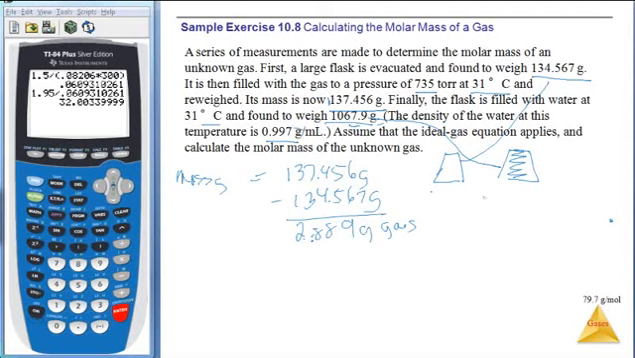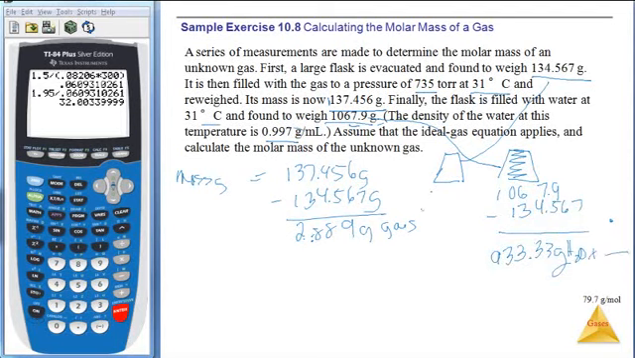So this is 1067.9 minus the flask empty, which is 134.567. And if I subtract those, I get 933.33 grams of water.